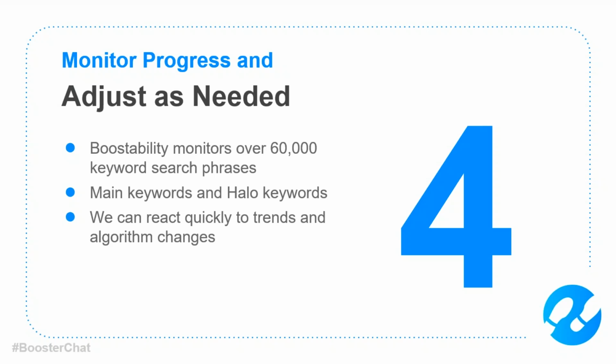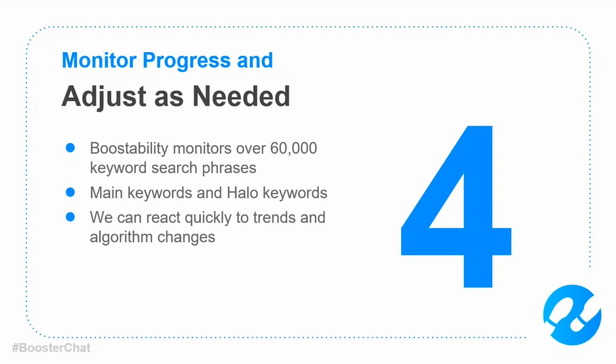So currently we're monitoring over 60,000 keyword search phrases that we're actively working on. And that monitoring that we're doing and all the data we have behind the scenes, that lets us make adjustments to our strategy when we see things that are likely happening with Google, these things that are unannounced. We can kind of catch it as it's happening and then adjust on the fly.